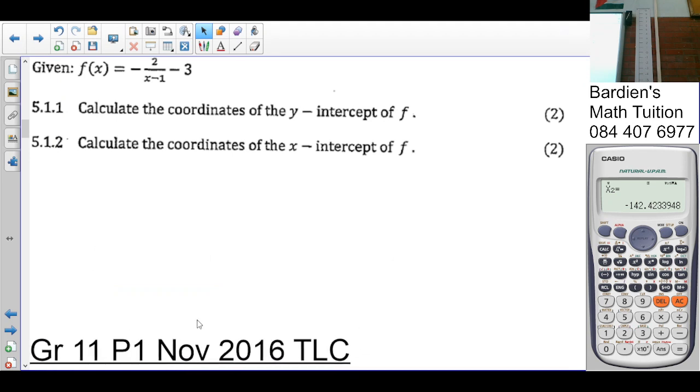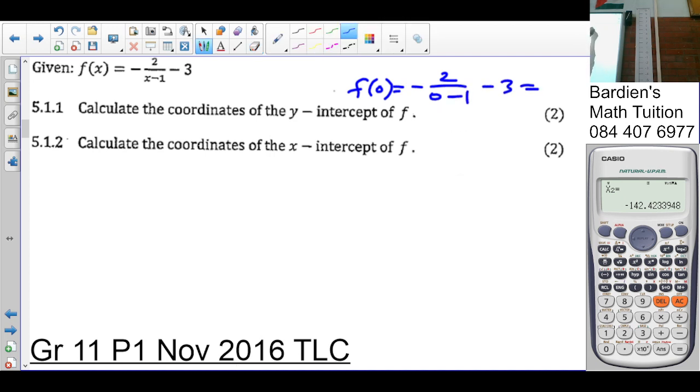Calculate the coordinates of the y-intercept of f. What do you do for y-intercept? X equal to 0. f of 0 is equal to negative 2 over 0 minus 1, minus 3, which is going to give you minus 1. Not so? So the coordinates are going to be 0 and minus 1.